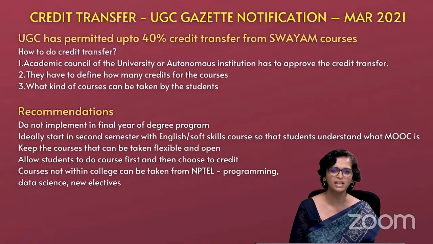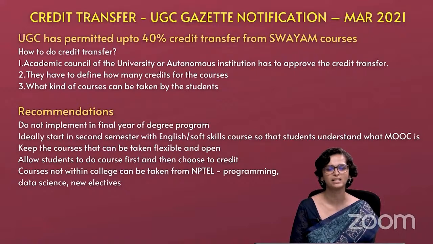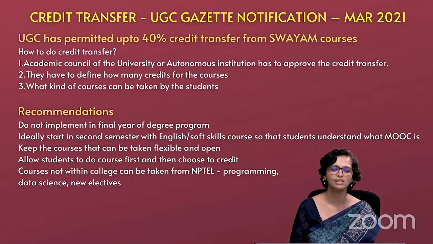The academic councils of the respective universities of course have to approve how many credits they will permit to be transferred, and what the modality of transferring the credits is: whether learners just enroll in NPTEL or SWAYAM courses and do assignments, or whether they also have to do the exams and bring back certificates. All these will be defined by the academic councils of the respective universities, autonomous colleges, whoever is defining the policies. But broadly, up to 40% has been enabled.